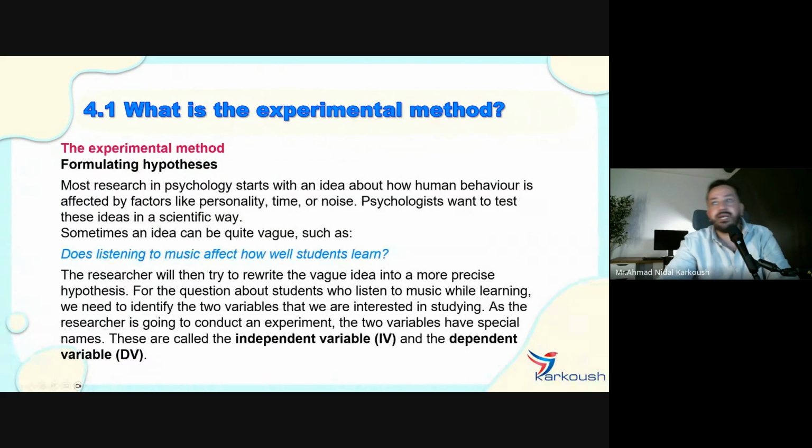Okay, no questions. Now, how do I formulate a hypothesis? Because you technically have to, under exam conditions, you're formulating tons of these. Most research in psychology, and also in sociology, but this is not the topic, starts with an idea about how human behavior is affected by factors like personality, time, noise. Psychologists want to test those ideas in a scientific way, and sometimes an idea can be very vague. Like, this is a research question here. Does listening to music affect how well students learn?